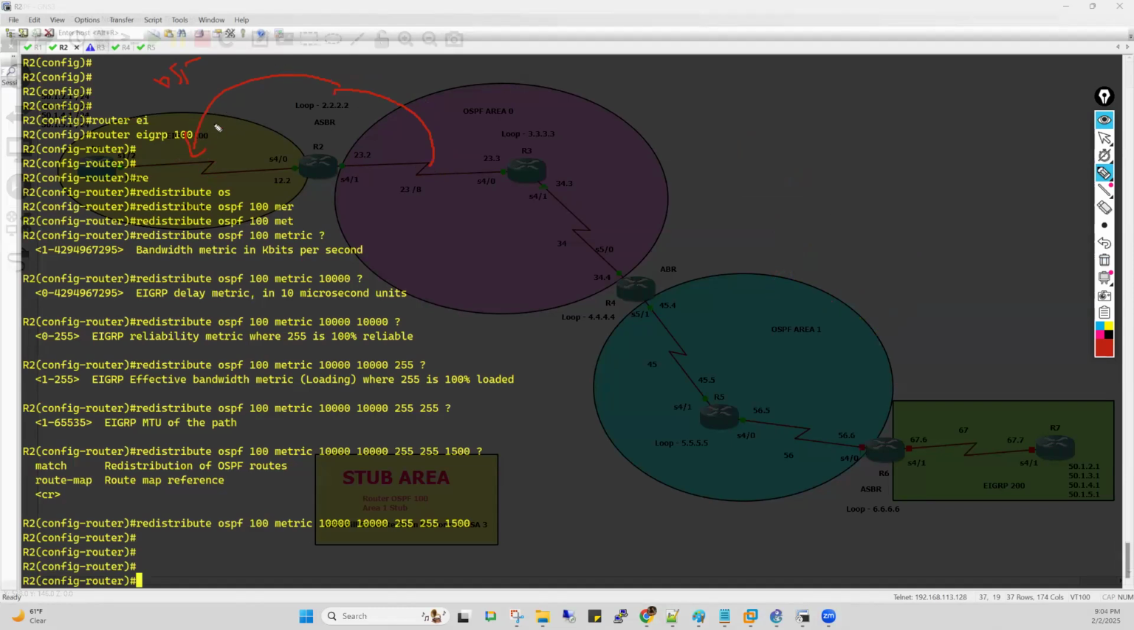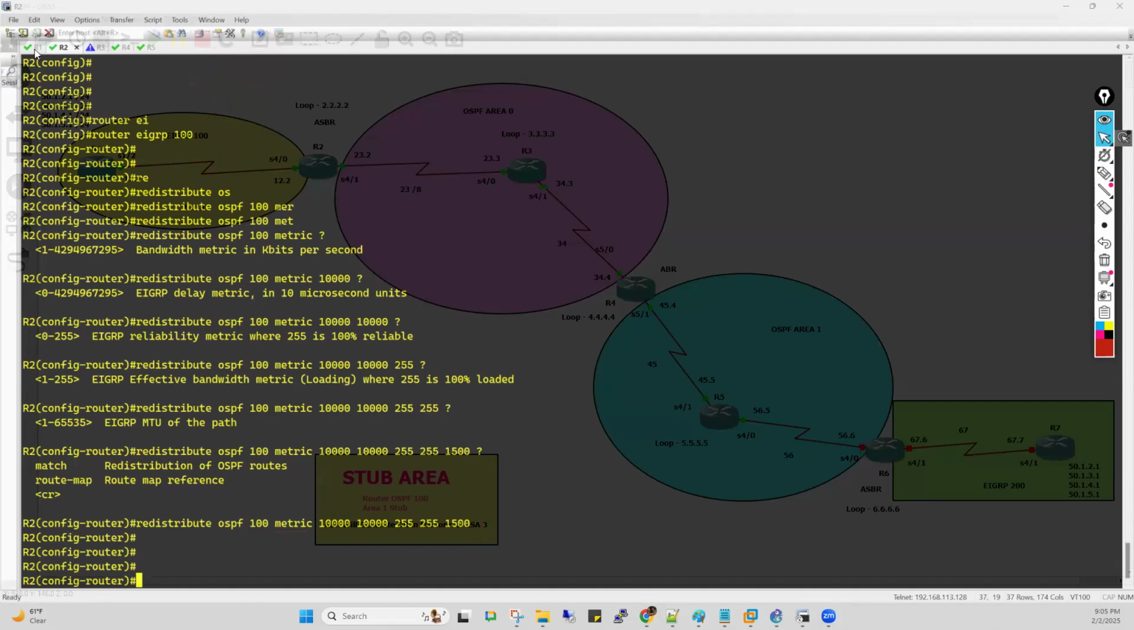So EIGRP knows only bandwidth, but how will EIGRP calculate the metric? This is not possible. Now you are only providing the bandwidth. This is not possible. So you need to tell everything to EIGRP. Getting my point? That's the reason I mention the metric here, and I provide every piece of information that EIGRP needs to calculate the metric. Clear? Understand? Okay.